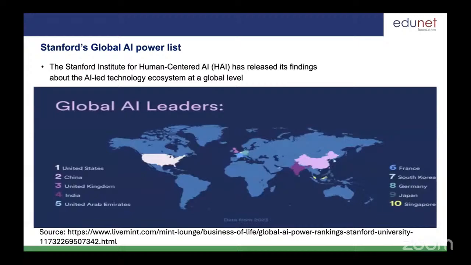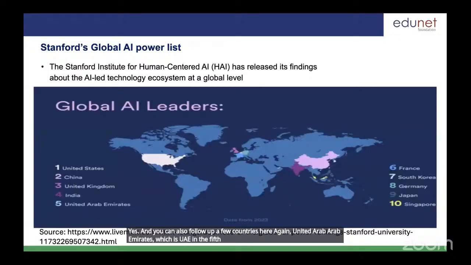Yes. And you can also follow a few countries here. Again, United Arab Emirates, which is UAE, in the fifth position. France sixth, South Korea, Germany, Japan, and Singapore. This is how the top 10 countries are.